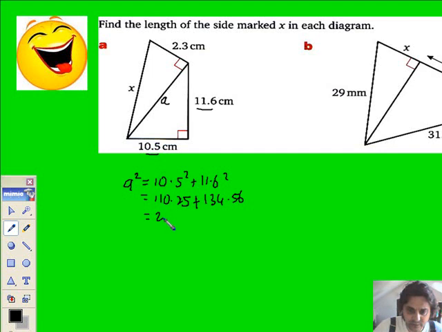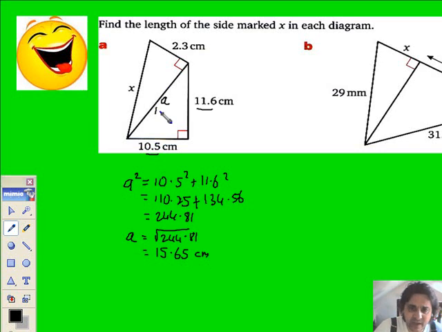Comes to 244.81. So a on its own will be the square root of that, 244.81, and that will give us an answer of 15.65, say, and that will be in centimetres, and clearly that's the bigger side.